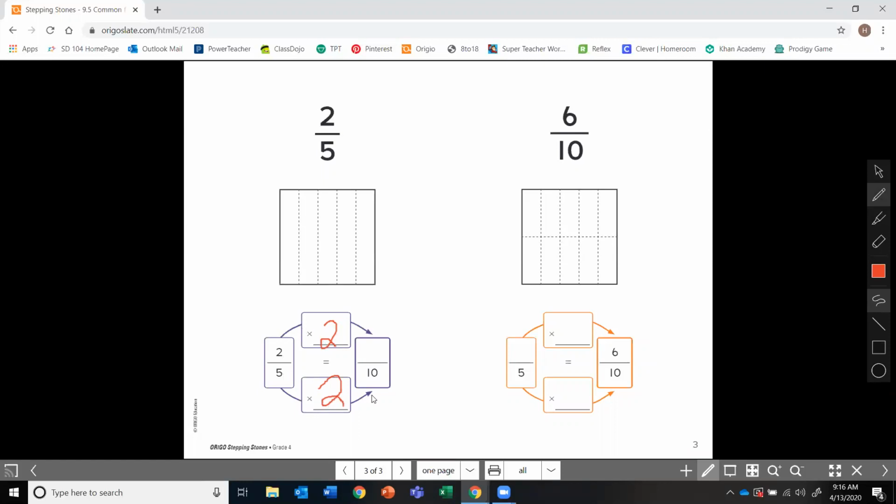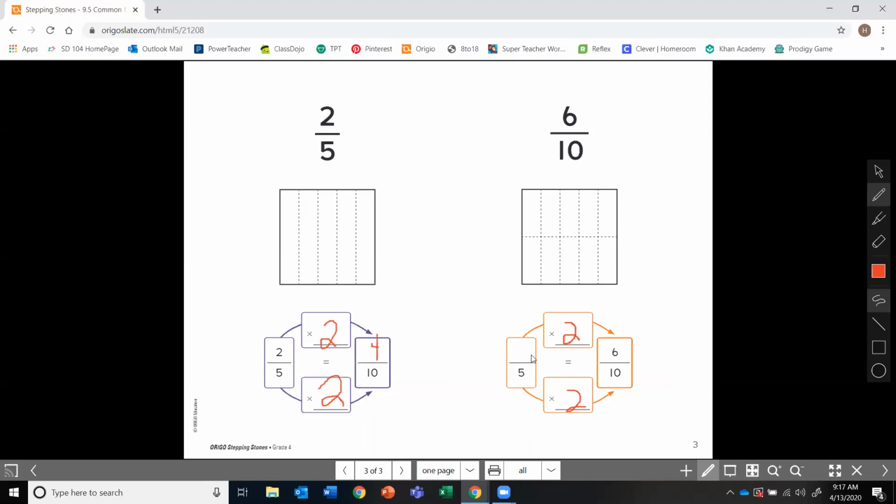So we already know that 5 times 2 is 10. And we know that 2 times 2 is 4. Okay, we're going to do the same thing on this side. We know that 5 times 2 is 10. And we know that if we're multiplying by 2 on the bottom, we have to do the same up top. Now we're missing this numerator instead of this numerator.